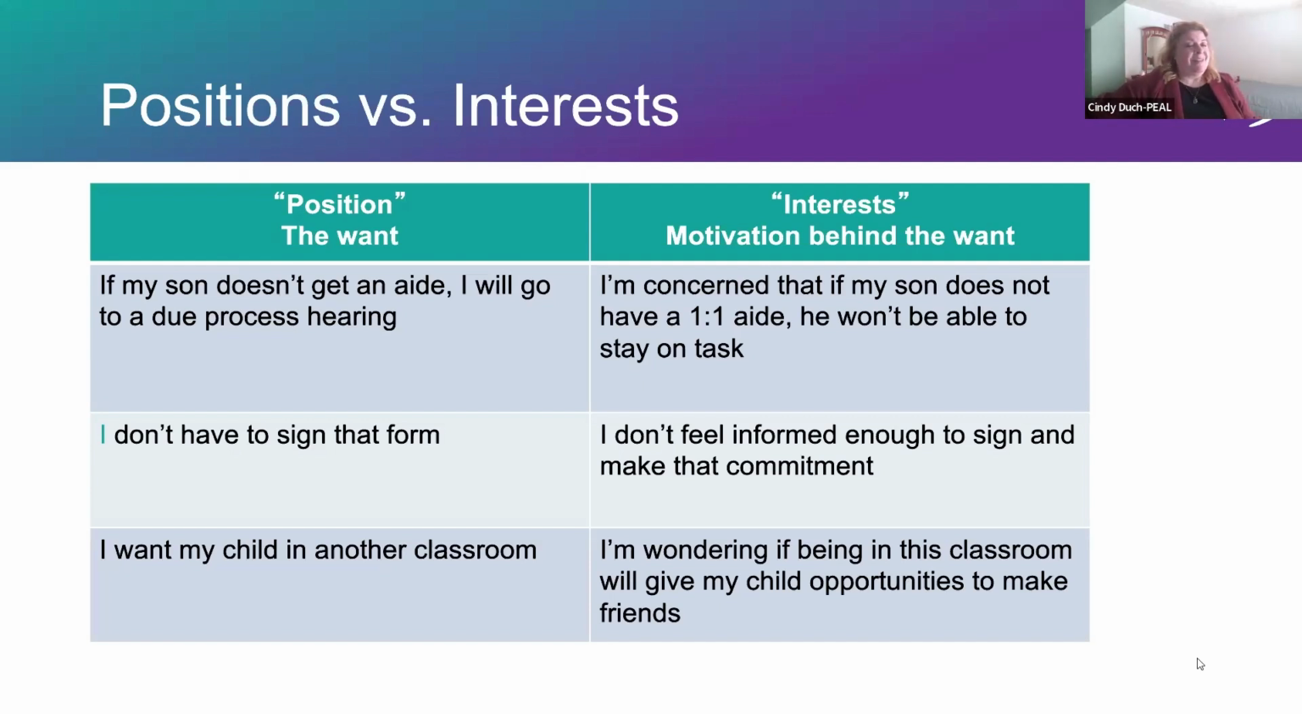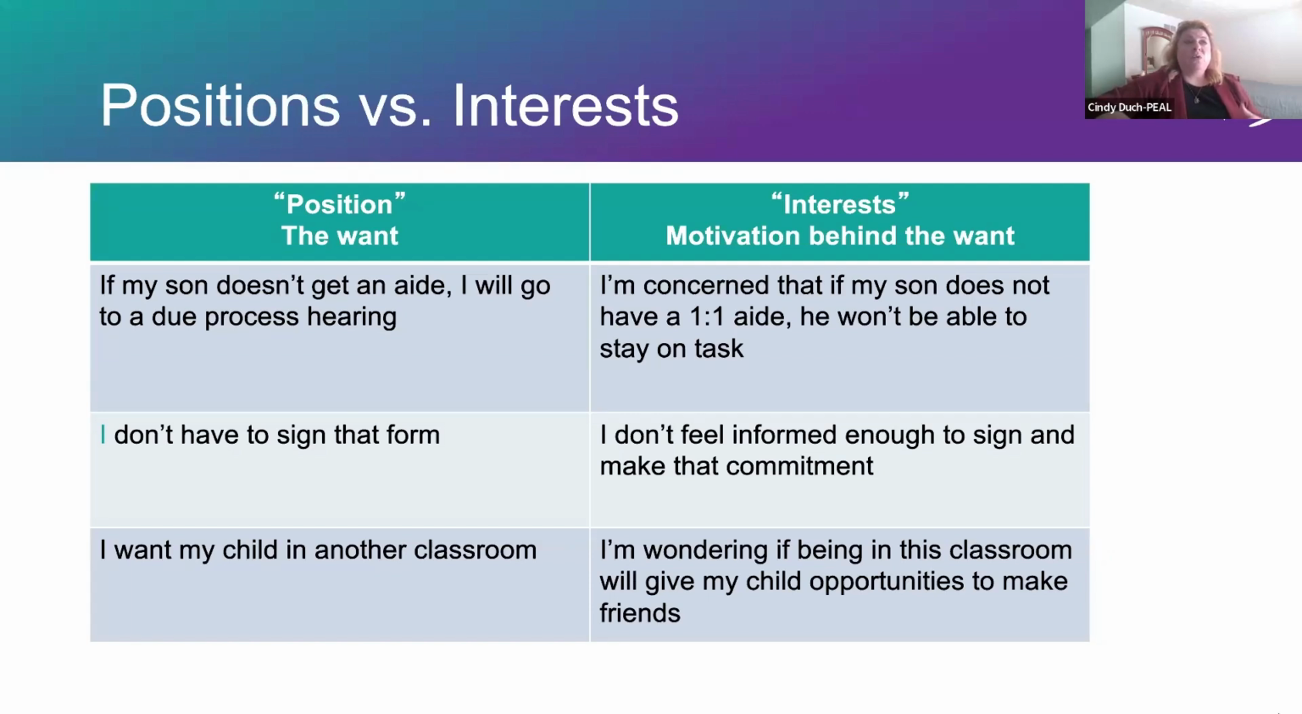You probably talk to other parents and talk to others to find out what's happening at other schools. And you've heard things, positive, negative, but your real motivation is, I'm wondering if being in a classroom will give my child opportunities to make friends. So the interest there is making friends. And we had an educator in our school who would always say, well, we don't have to force friendship. I wasn't looking for a forced friendship. I was looking for opportunity for my child.